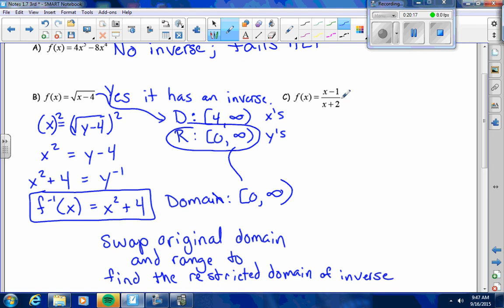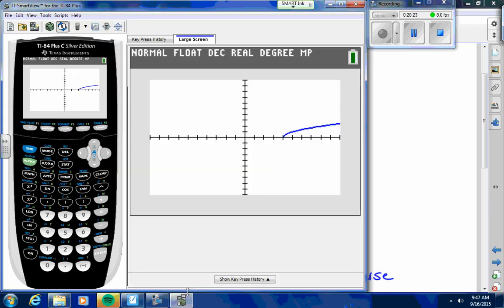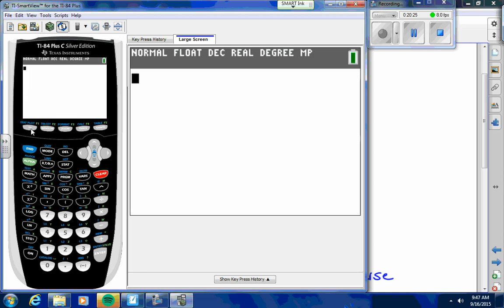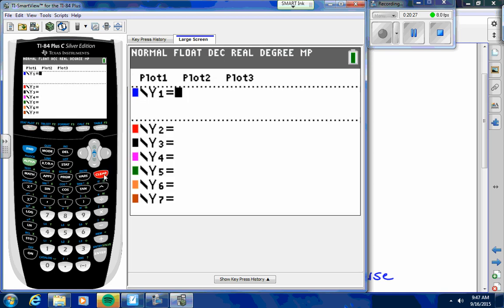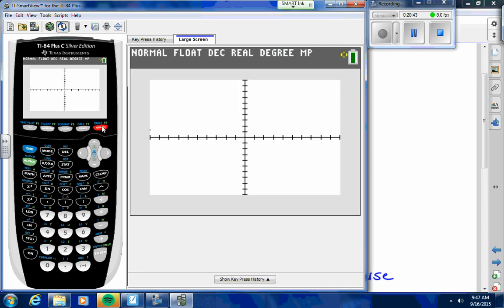Let's look at a third one. f of x equals x minus 1 divided by x plus 2. So on the calculator, let's graph that. I have a fraction, so alpha y equals, pull up my fraction, x minus 1 divided by x plus 2. And graph.